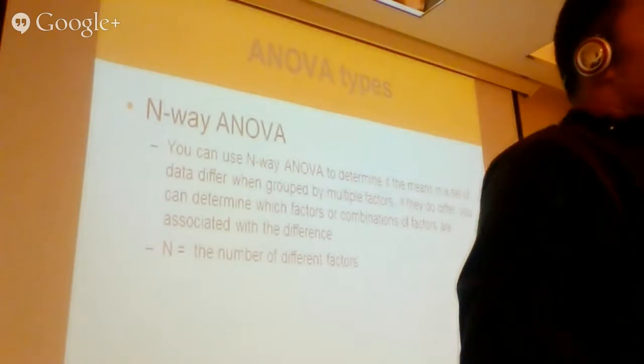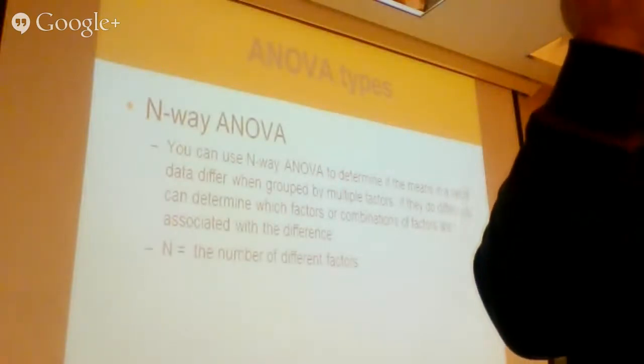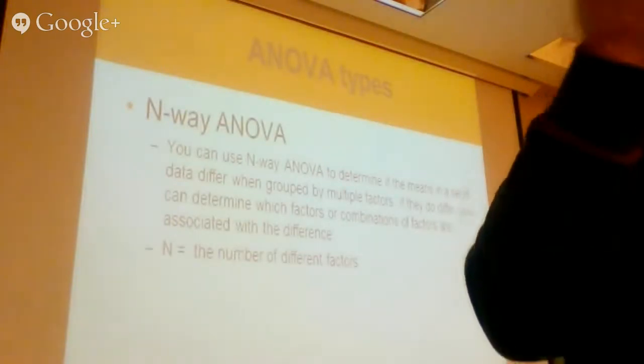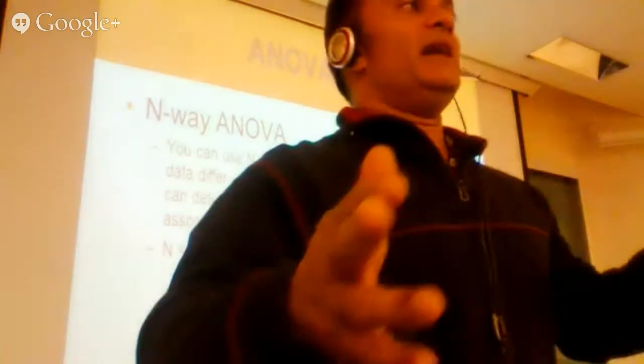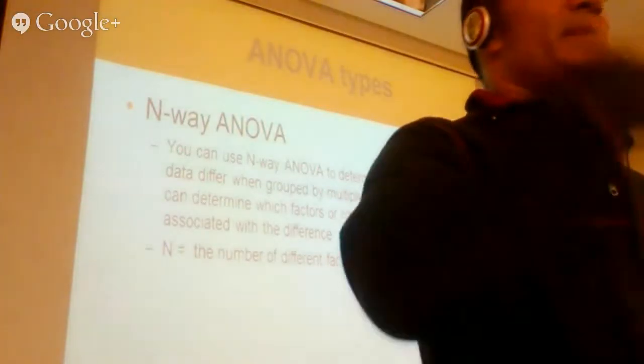I can do an n-way. An n-way is when I've got all kinds of different categories to deal with. The example here is, let's say I've got factories, models, and continents, or something like that, or color of cars. So any combination of factors I can throw in, I can keep on adding more and more factors.